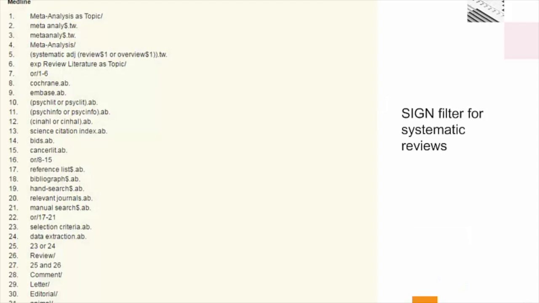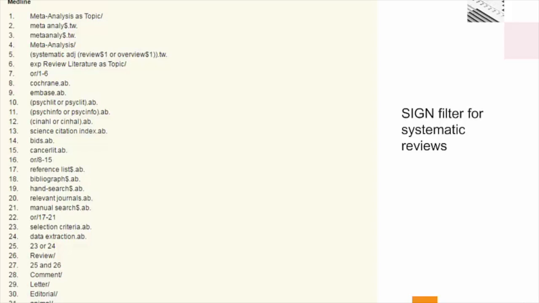So just to show you what a filter might look like, I've given you an example here of one of the SIGN, the Scottish Intercollegiate Guidelines Network filters. This is their filter for systematic reviews. And what you can see in this filter is a set of search terms to try and find systematic reviews, and they try to find systematic reviews in various ways by using words that express the idea of, say, meta-analysis, or use subject headings such as review literature as topic. They also then use search terms to find words that might indicate that a review was carried out.